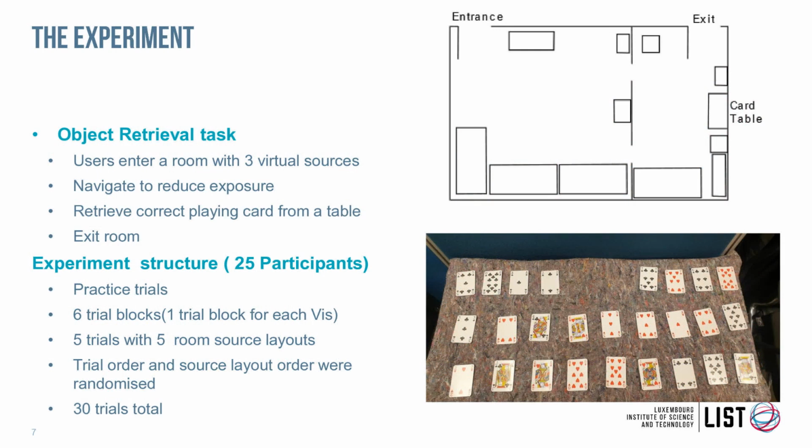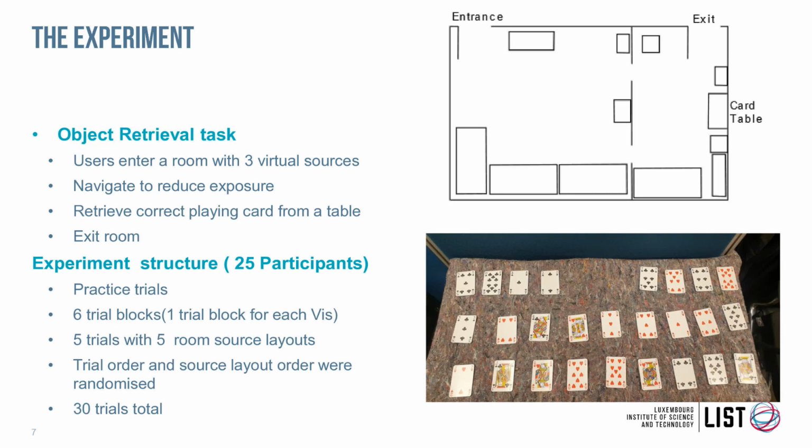Our experiment simulates a simple object retrieval task. The participant entered the experiment room, navigated to a table, searched for an item, and exited the room, during which time they had to try and minimize their total radiation dose absorption. The room was split by a partition with 2 gaps for the participant to pass through. A playing card was chosen for the item as it is a recognizable item of a suitable size, and the user had to select the correct card from the 26 others on the table.